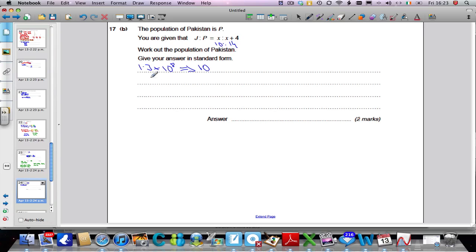So I'm going to do 1.3 by 10 to the power of 8, and I'm going to divide that by 10 to get one part. So we get one part equals 1.3 by 10 to the power of 7. That means 14 parts, multiplying that by 14, we get 1.82 by 10 to the power of 8.